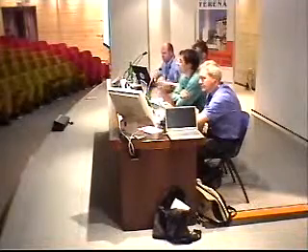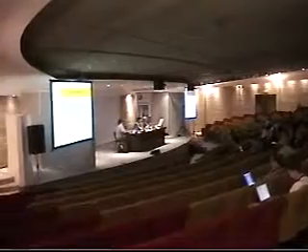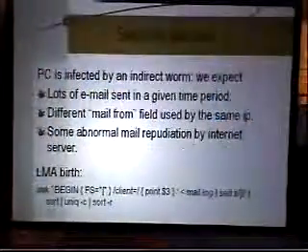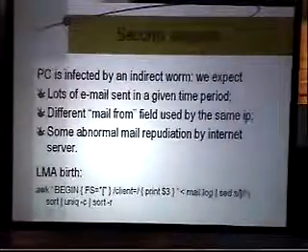In fact, we suppose that if a PC is infected by an indirect worm, probably we will have a lot of emails sent in a given short time period, for example. Or probably we could see that from the same IP, there are a lot of emails sent with different mail from field. Or, for example, we will observe some abnormal mail repudiation by internet server. I will explain better these three analyses in the next slides.